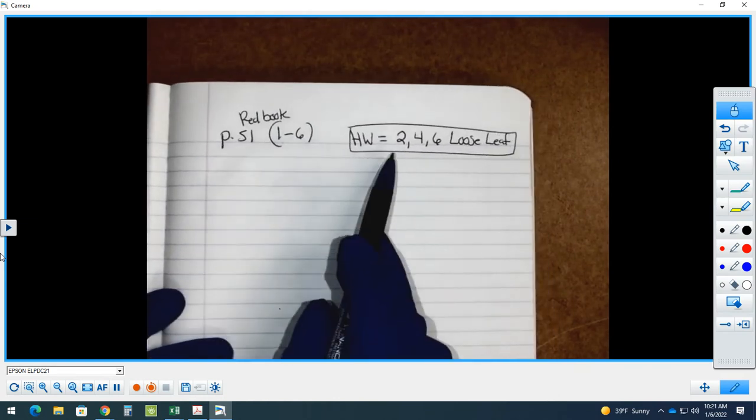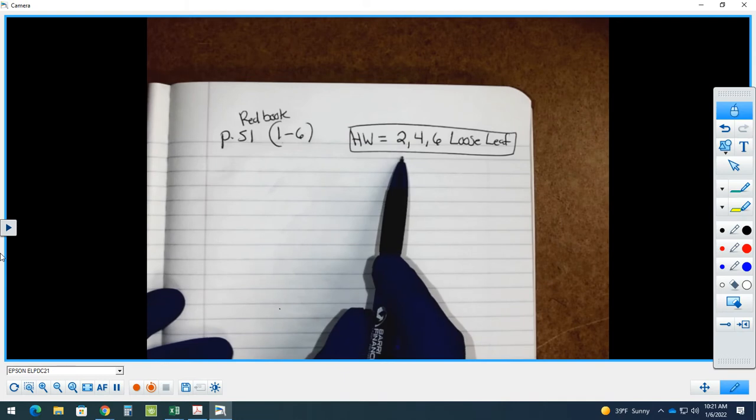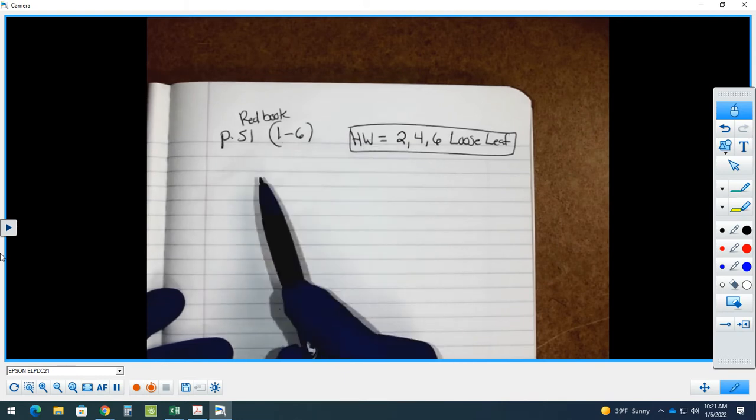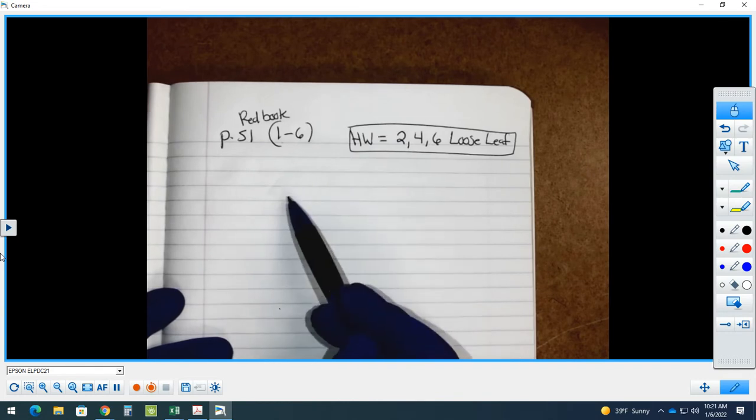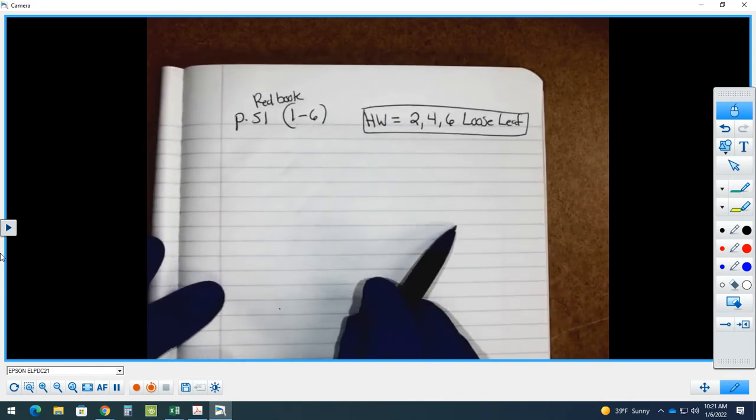For homework, you'll be doing 2, 4, and 6 only on a sheet paper. I'll be doing 1, 3, and 5 with you right now. So like that, you'll know if you get stuck with number 2, you'll look at number 1. If you get stuck with number 4, you look at number 3. If you get stuck with number 6, you look at number 5. Or you can look at the video that we're recording at this moment, okay? Questions?